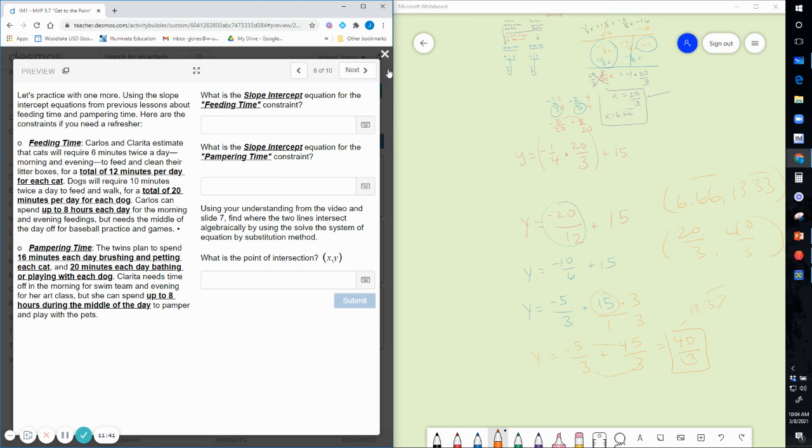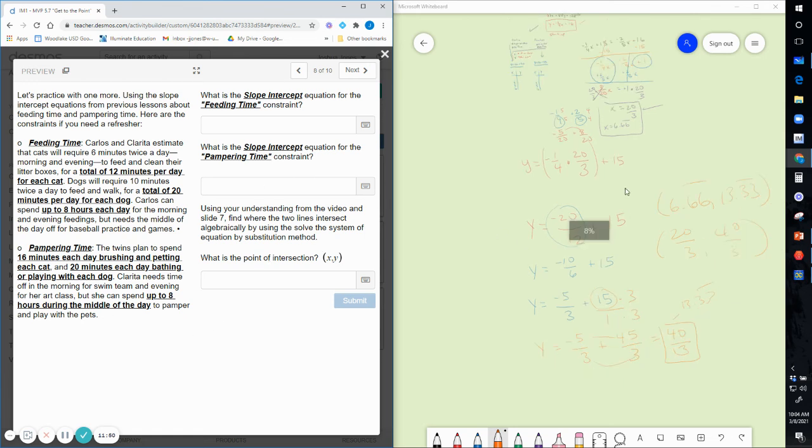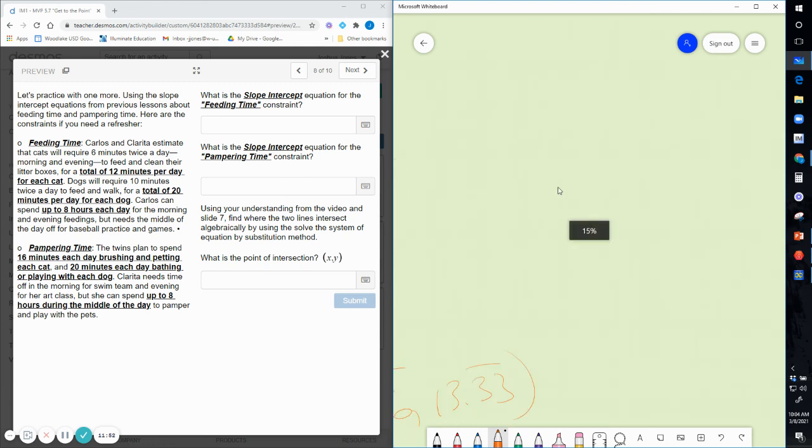All right, now it says let's practice one more. Use the slope-intercept equations from previous lessons. So what I want you guys to do is either go back and find the slope-intercept equation we gave you for feeding time and pampering time, or you can realize that you have the other equation here, which is 12x plus 20y equals, let's see, 480. So here's the feeding time. This is feeding. But you have to convert this to slope-intercept form or get it from your notes.